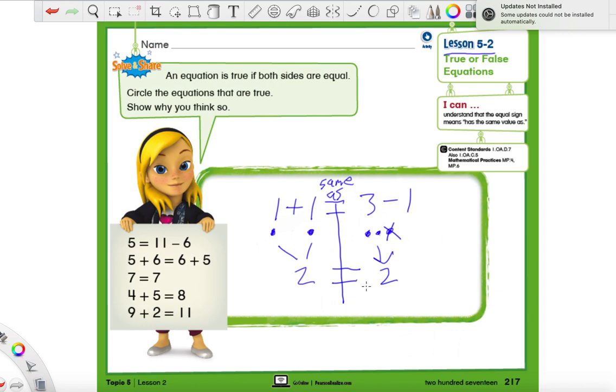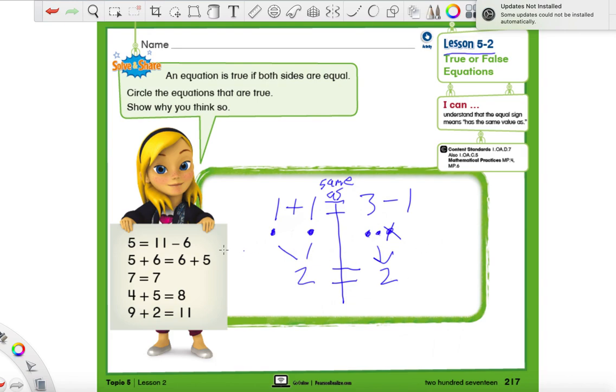It sure is. So when you have a problem like this where you have 2 different number sentences, they might look completely different. They might not even be in the same fact family, but they can still have the same answer. And if each side of the fence has the same answer, then it must be true.